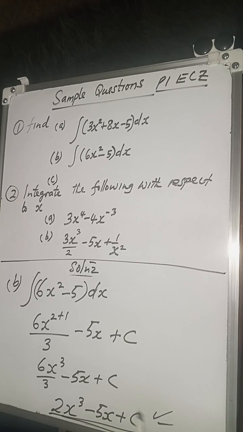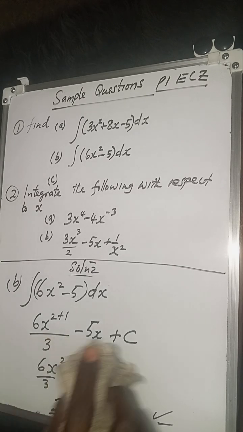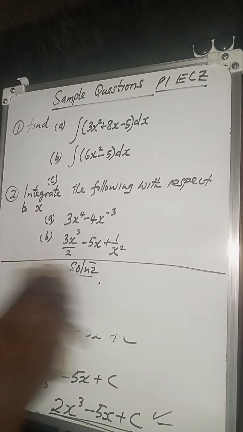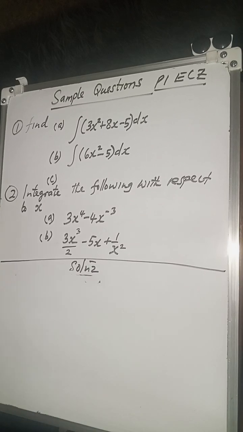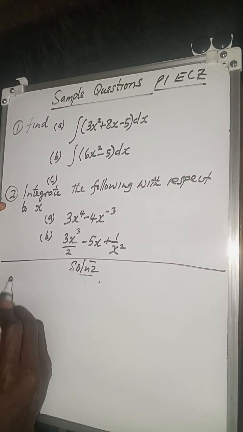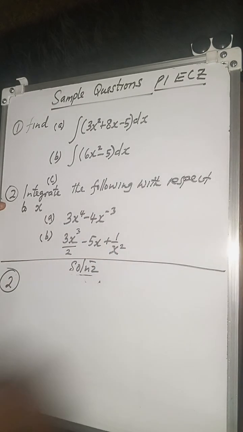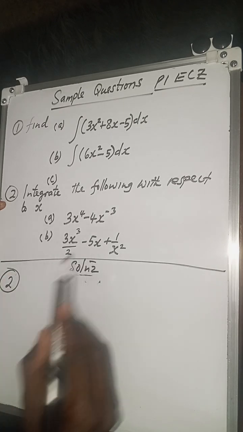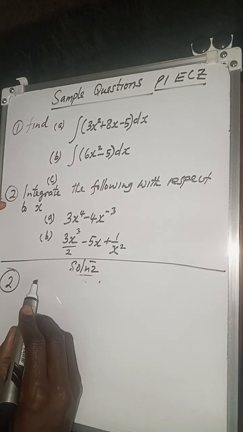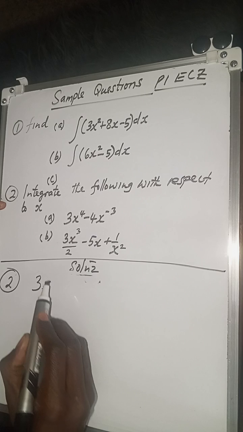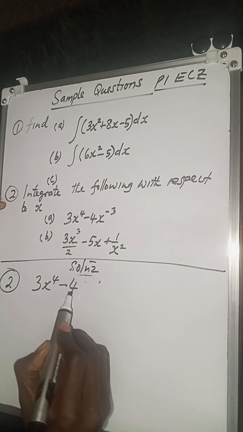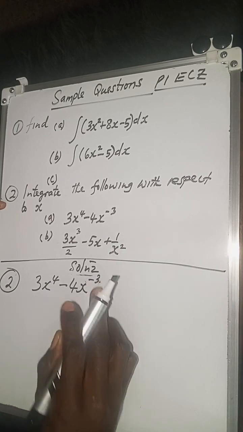So you always put up a constant when they have not given you the upper limit, like in your paper 2. I'll demonstrate in my next videos. You'll be able to see that. The question again may say, integrate the following with respect to x. So they have given you to integrate 3x to the power 4 minus 4x raised to negative 3.